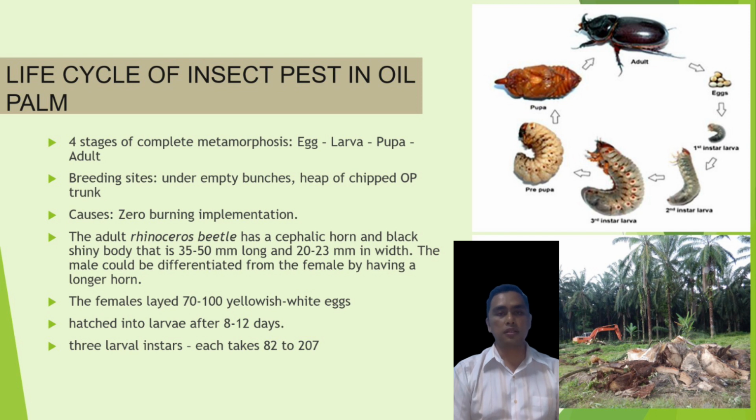The females lay between 70 and 100 yellowish white eggs, which after 8 to 12 days emerge into C-shaped larvae. It takes 82 to 207 days for the 3 larval instars to mature into pre-pupae. Each instar is distinguished from the others using the diameter of the head capsule.